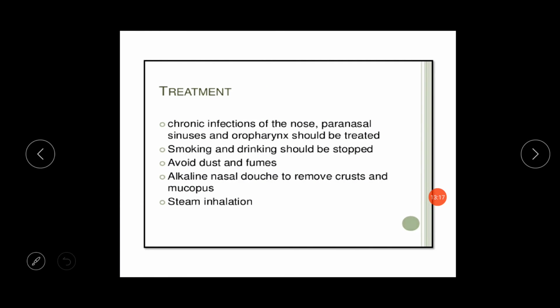Treatment is removal of the foci of infection from the chronic infectious site of nose, paranasal sinuses or oropharynx. If the patient has recurrent palatine tonsil infection, the patient should be advised tonsillectomy. Smoking and drinking should be stopped. Avoid dust and fumes, which are the predisposing factors for this chronic nasopharyngitis. Alkaline nasal douching should be given to remove crust and mucopus from the anterior nasal area, and hydration should be advised with plenty of fluids.